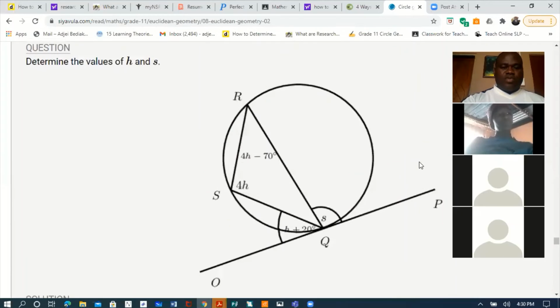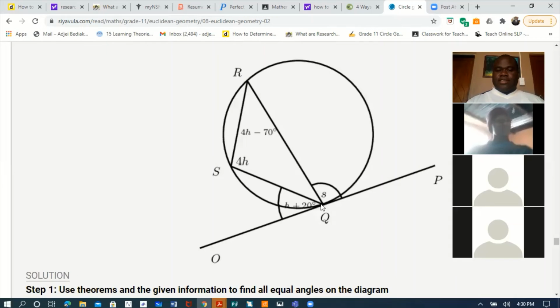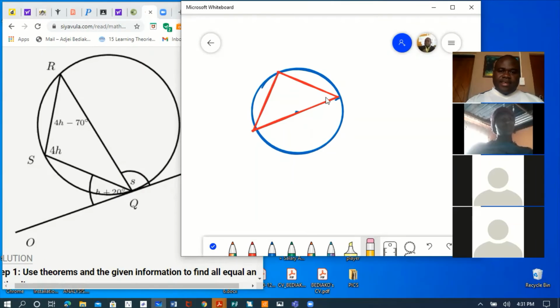Let me go to this work. It's not so clear from the diagram they put out there, but let me clarify it for you. This is H. It's not D. It's H plus 20 degrees. And this 4H minus 70 is for this angle R. So that is the diagram you are seeing there. A circle here. Forgive my drawing. I was trying to put it on the circumference, but it just went out. So let's assume that this point is on the circumference, okay?